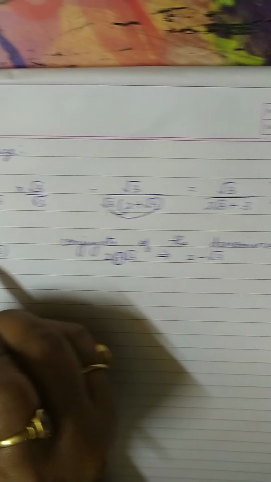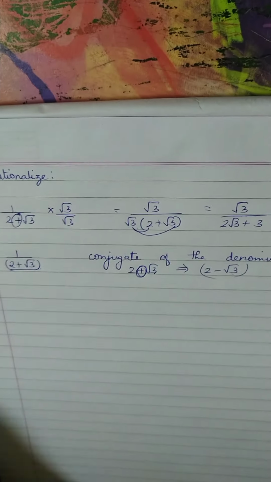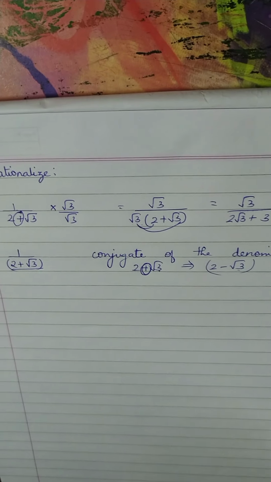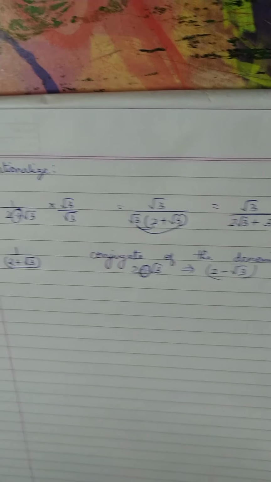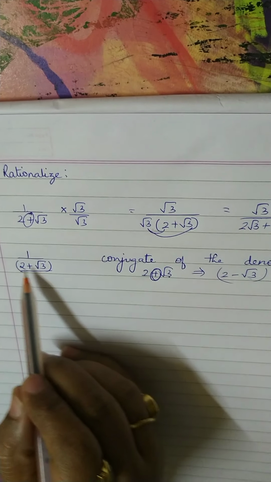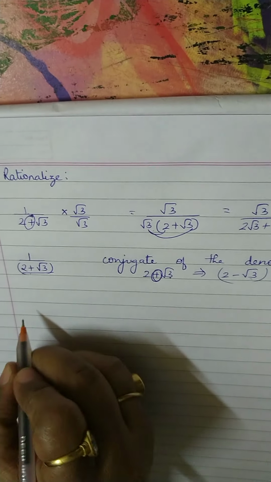And do you know why we are doing it? Because now if you look at these two numbers, this bracket and 2 minus root 3, it is a plus b, a minus b, which gives me a square minus b square. So even if I have a root, because of the square, the root will go away. That is why when we have plus or minus, we will take the conjugate. Right? Let's see the question.